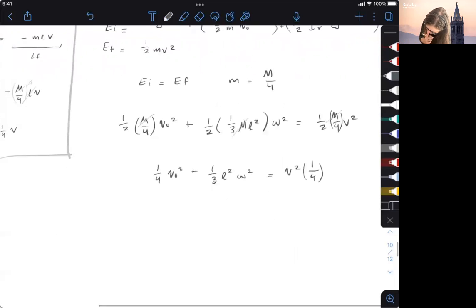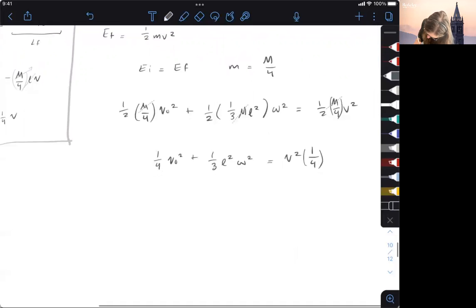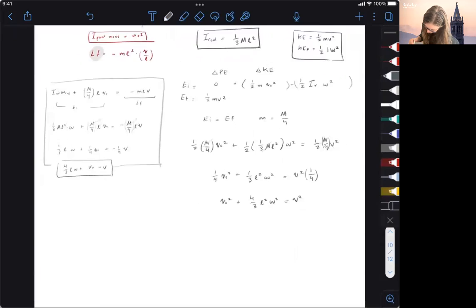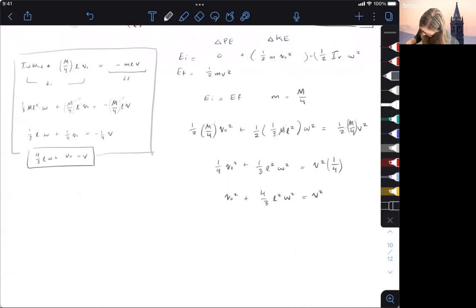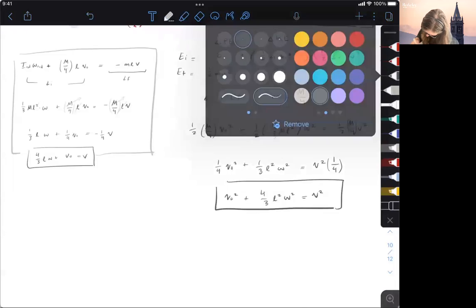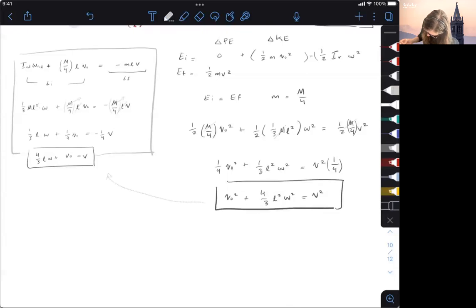Okay, so now I'm going to multiply everything by 4, so that only one term has a constant on it. Third L squared w squared equals v squared. Okay, so now I have a second expression, and this gives me what I need. I can put in my v is equal to that. And it's going to be a huge pain, actually.